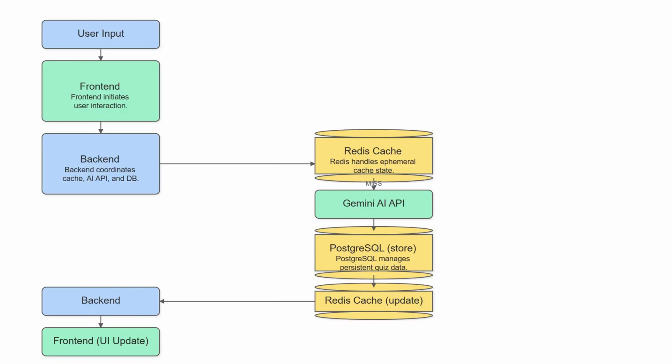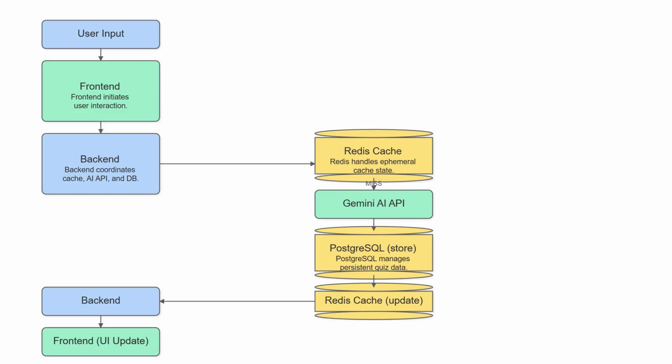Let's trace a typical data flow through our AI quiz platform to understand how these services interact. When a student takes a quiz, the front end initiates user interaction, sending their input to the backend. The backend then coordinates the request. It first checks a Redis cache for existing questions. If there's a cache miss, it calls an external AI API for new questions, like the Gemini API. The backend then stores the results in PostgreSQL and updates the Redis cache for future requests.